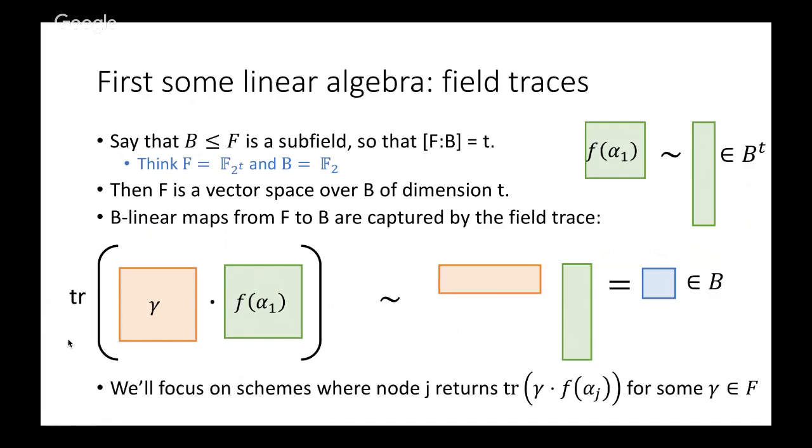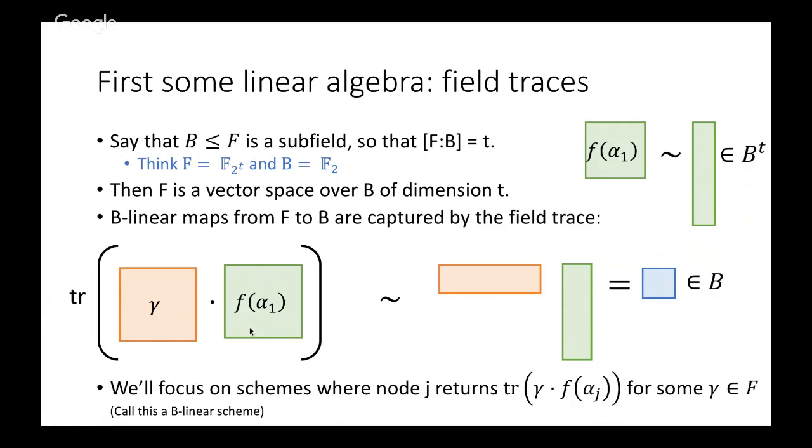I'm going to focus on schemes where a node j returns the trace of some field element, gamma, times what it's holding, which is, in this case, for a Reed-Solomon code, f of alpha j. So what this is saying is that if I take that node, which is holding this field element, and I treat it as holding a vector, then I'm going to allow it to return any linear thing it wants to do with that vector. So just like a dot product. Make sense? Yes. Good. Cool.